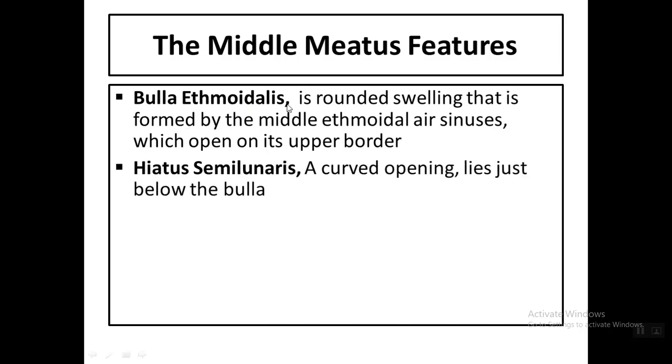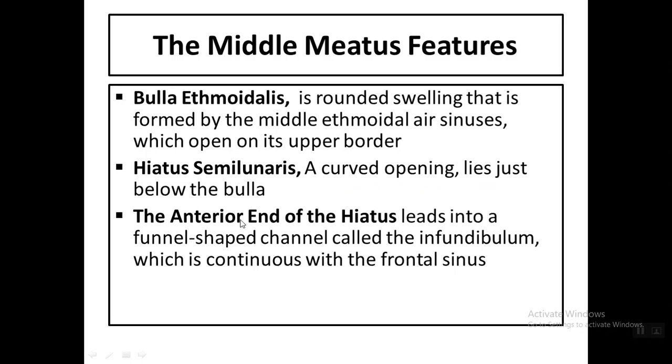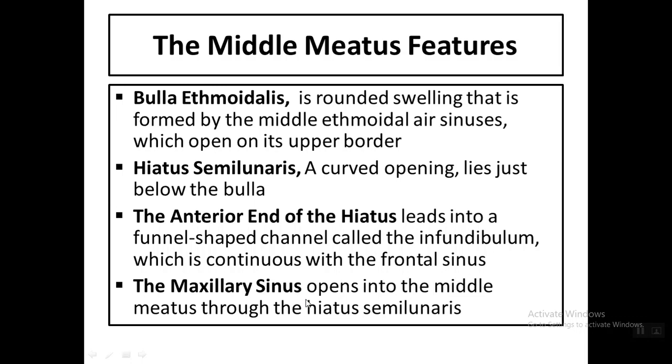Below the bulla ethmoidalis there is what we call the hiatus semilunaris. Hiatus semilunaris is a curved opening that is just below the bulla. What is the benefit of the hiatus semilunaris? At the anterior end of the hiatus semilunaris, it will lead into a funnel-shaped channel called the infundibulum, which is continuous with the frontal sinus. So the frontal sinus will lead into the infundibulum that opens at the anterior end of the hiatus semilunaris. The maxillary sinus opens into the middle meatus through the hiatus semilunaris.